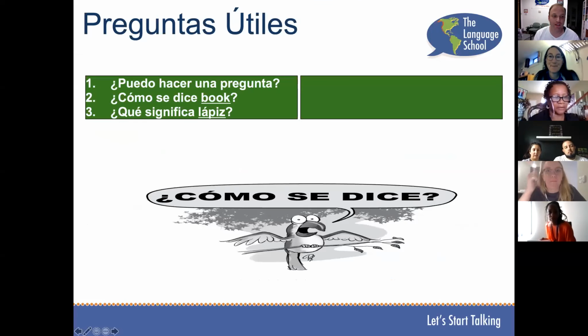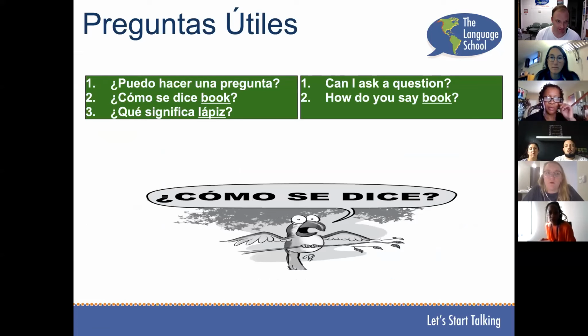Okay, perfect. So who knows what puedo hacer una pregunta means? Can I ask a question? All right. ¿Cómo se dice book? How do you say? ¿Qué significa lápiz? What is pen? Yeah, so what does lápiz mean? ¿Qué significa lápiz?